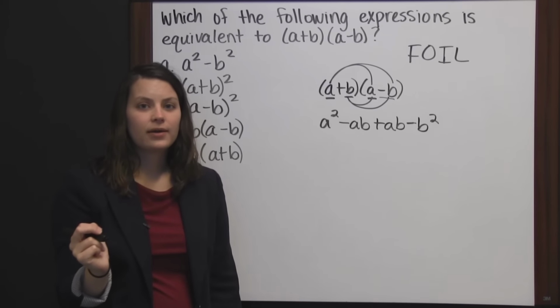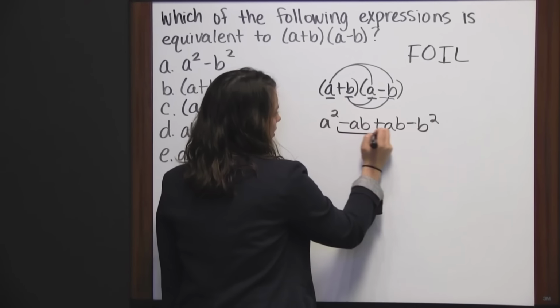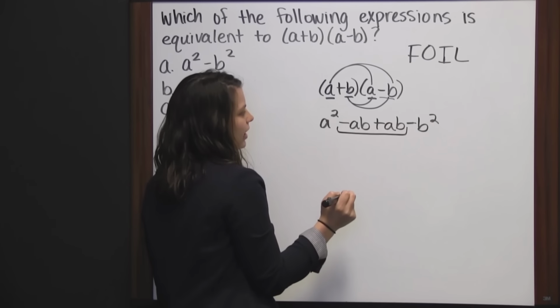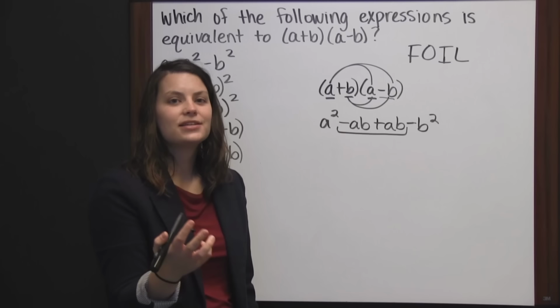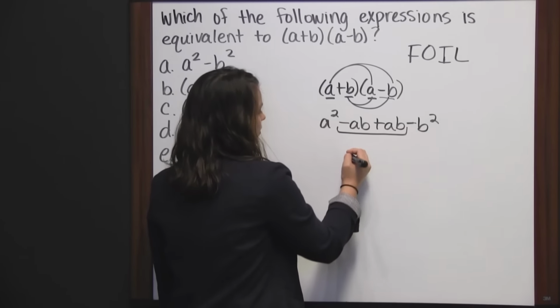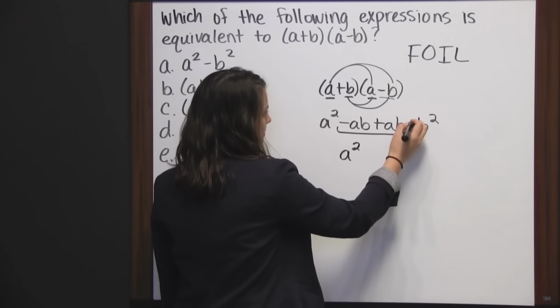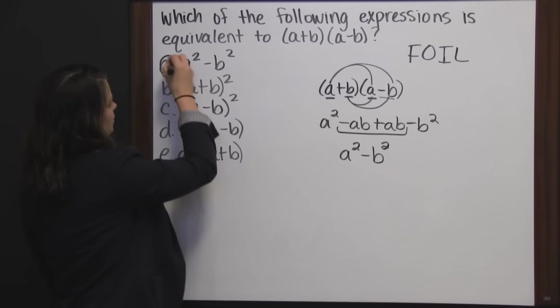Then to simplify, we combine like terms. Negative AB and positive AB are like terms, and they cancel each other out because they're additive inverses of each other, or opposites. So we're left with A squared minus B squared, or answer A.